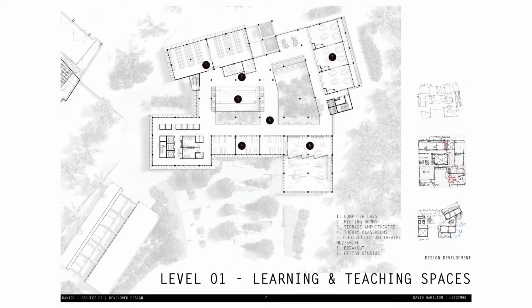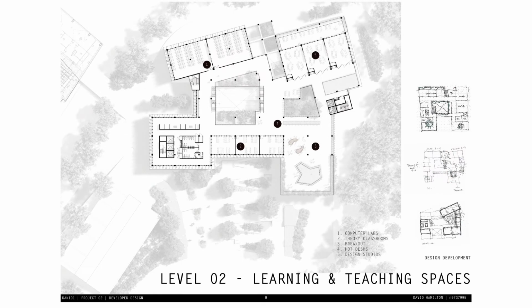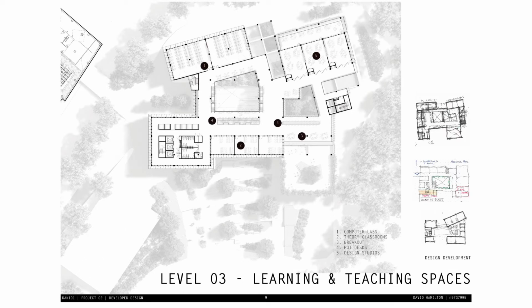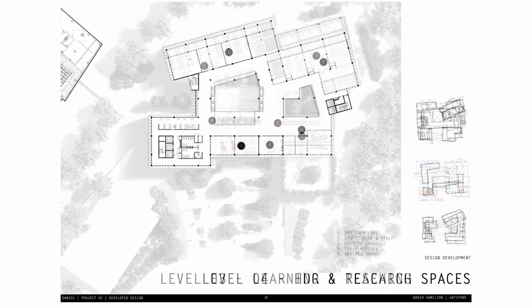Level 2 follows a pretty similar layout to the previous, with the exception of a terrace breakout space sitting on top of the lecture theatre to the bottom right. And you've also got level 3, which has a pretty similar layout. On this level, you have some more voids that look down and provide views to the grounds below.